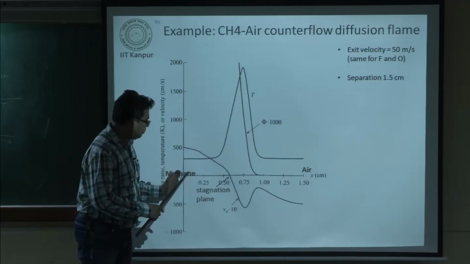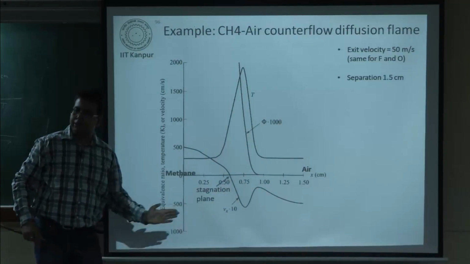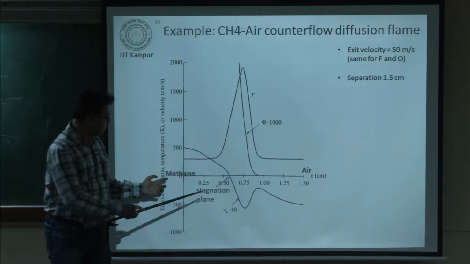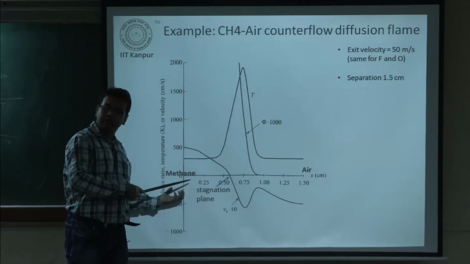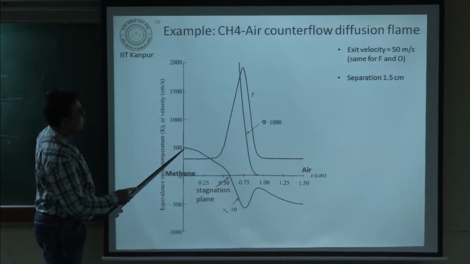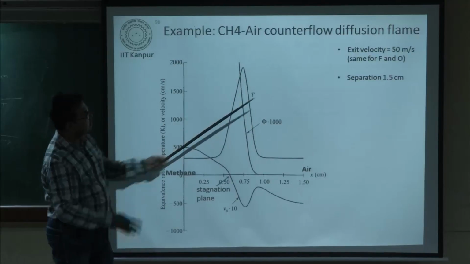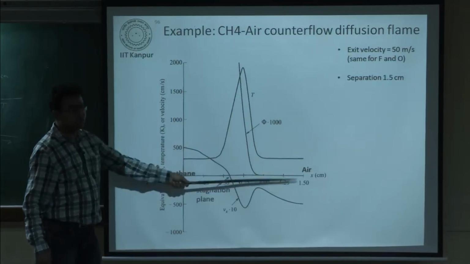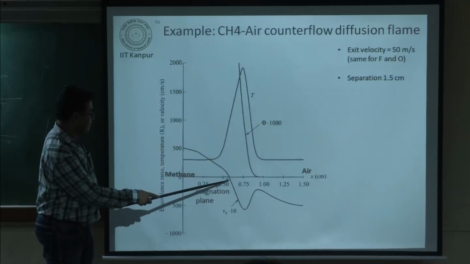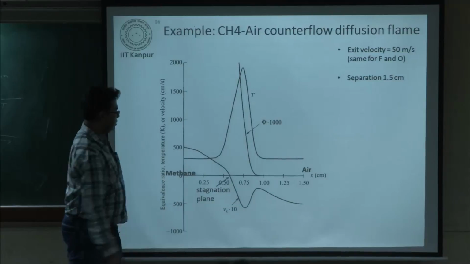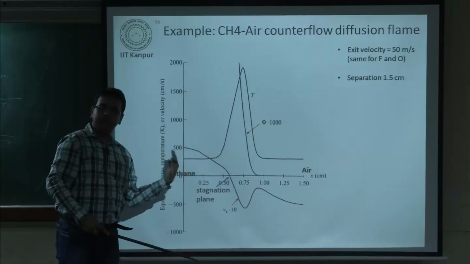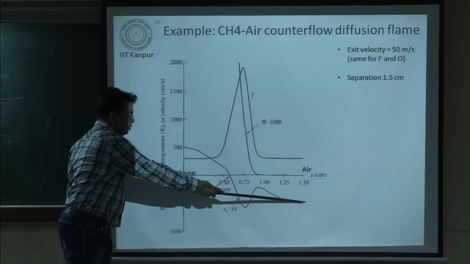If the momentum of these two streams are equal, then it will be located midway, but you know that methane is lighter than air. So you see that the stagnation point is located towards the methane side. This is the stagnation point where you see the velocity. Initially the exit velocity is 50 meters per second for both streams. It has come to 0 here, so this is the stagnation point, and then it goes to minus 500 on the other side. Air is coming from the other side, velocity is minus 500.